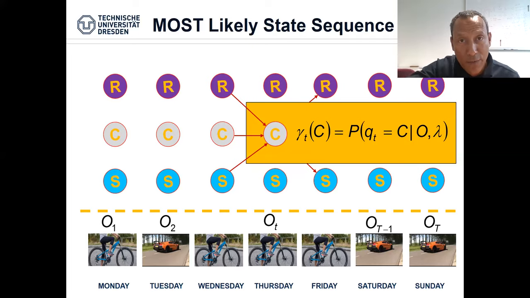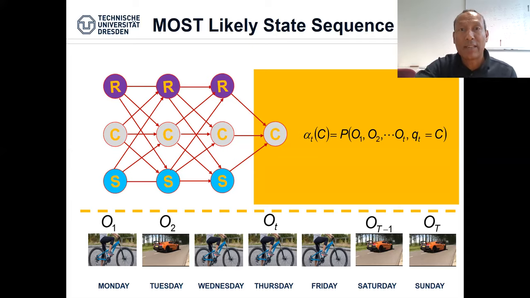But remember, we have the alpha t of i and the beta t of i, the forward and the backward algorithms. Now we can take advantage of them. You remember, we have said the alpha t of C can be described as the probability of observing everything up to this point and the weather on Thursday being cloudy. And we know how to calculate alpha t of i, because we can take alpha 1, and then alpha 2, and alpha 3, and so on. So by using alpha t of i, we can account for the evidence up to this point.